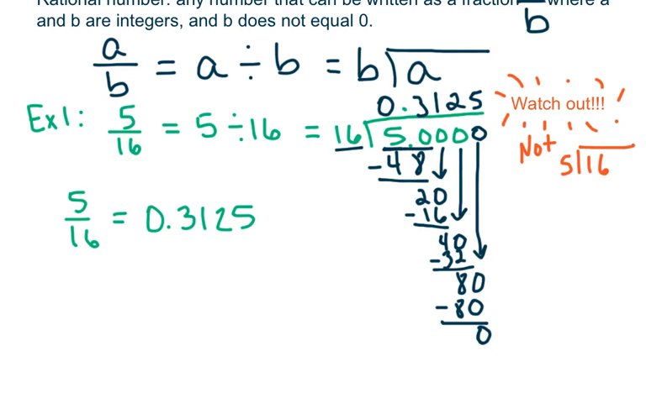This decimal that we have here is called a terminating decimal. And this is a terminating decimal because it ends. We had an ending of 5. So let's move on to another example where it doesn't end. Example 2, we are going to do 5/6.